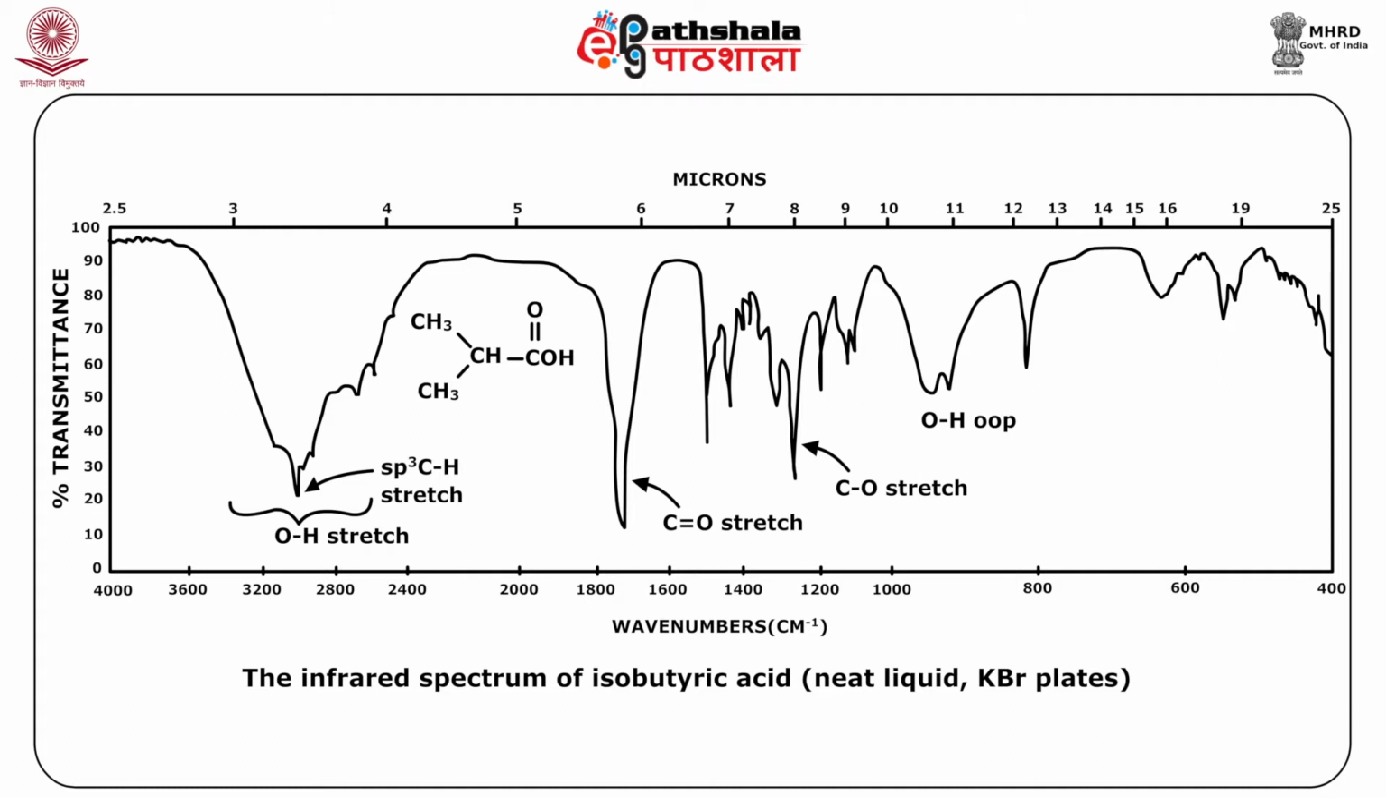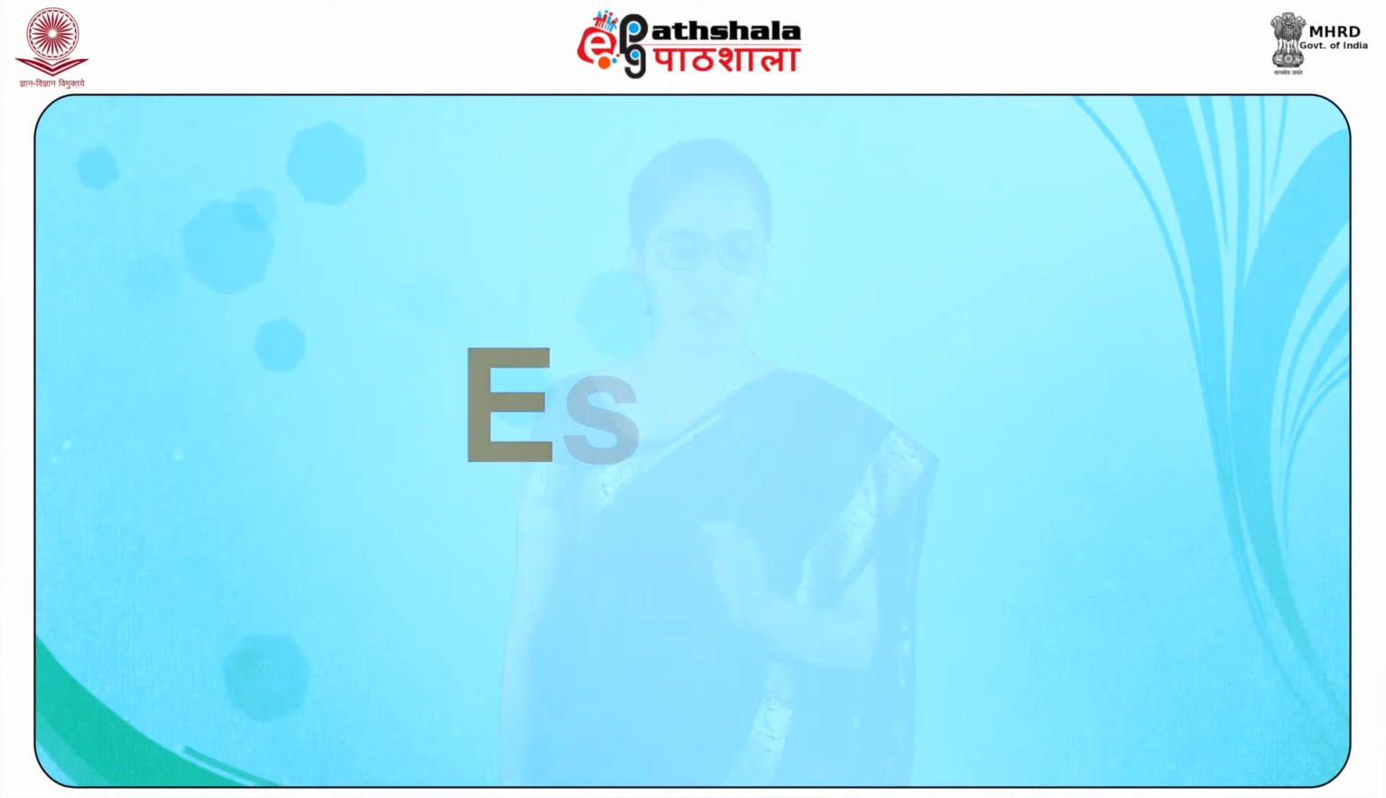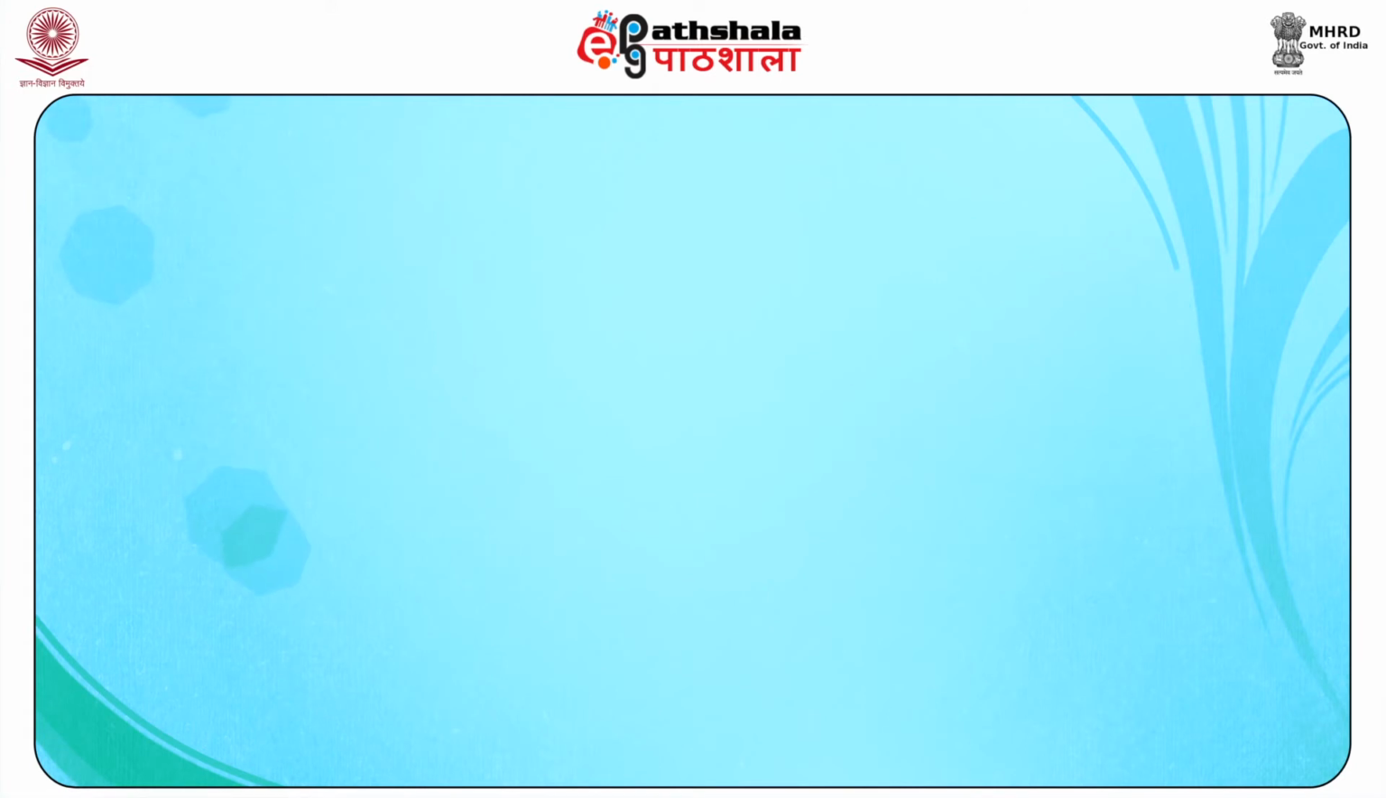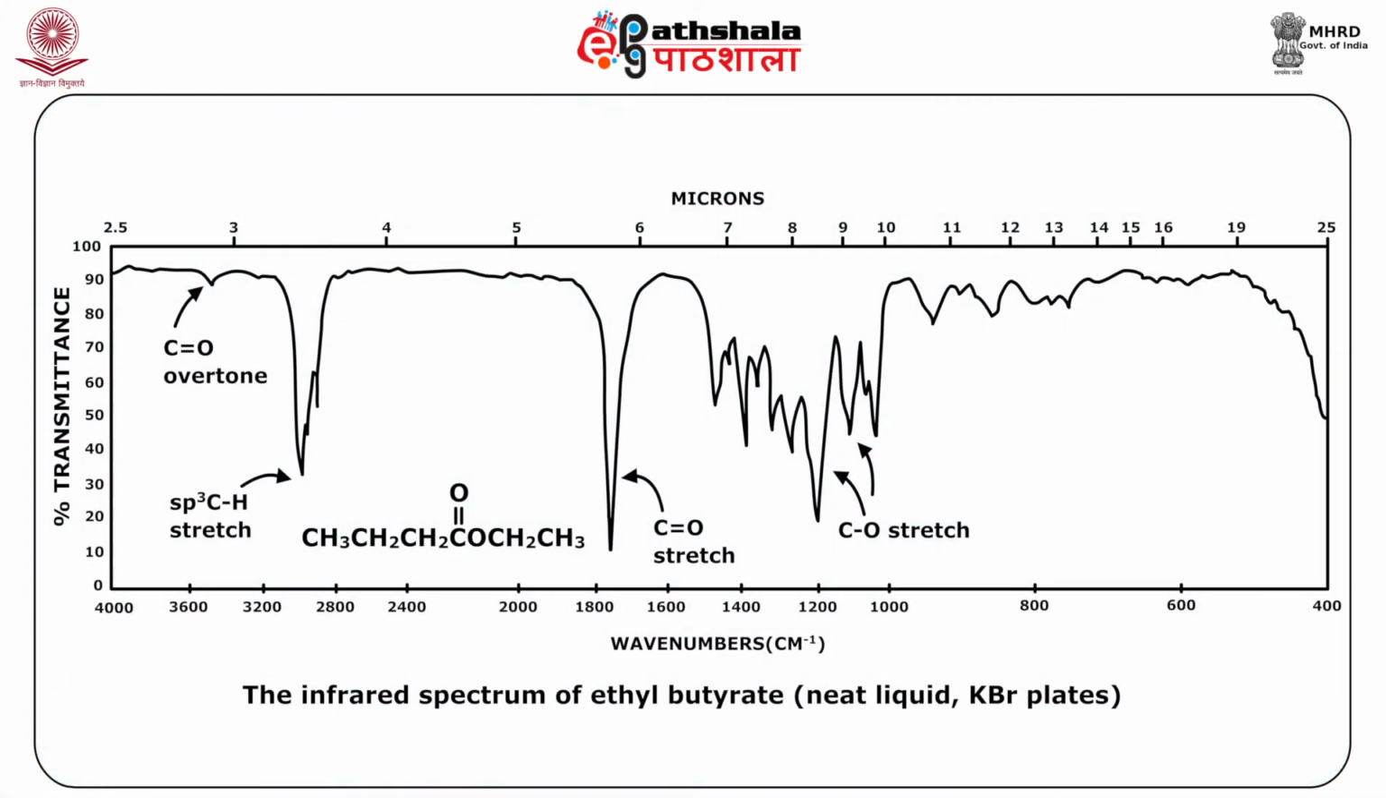Now let us look at this figure, which belongs to isobutyric acid, run as a neat liquid in KBr plates to obtain the spectrum, and you can see the spectrum is different from that of ketones. Another carbonyl functional group, students, is the esters. Now let us take up the specific case of esters. In the case of esters, two strong peaks are observed. The C=O stretching appears in the range of 1750 to 1730 cm⁻¹ and the CO stretching absorption band appears in the range of 1300 to 1000 cm⁻¹.